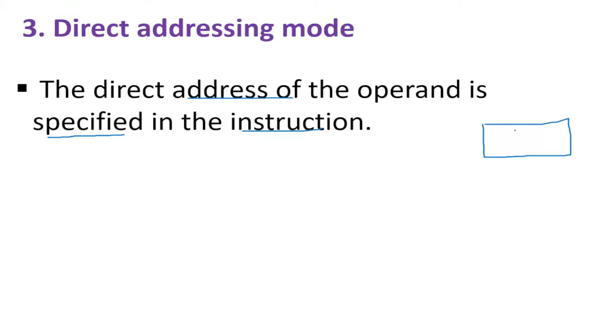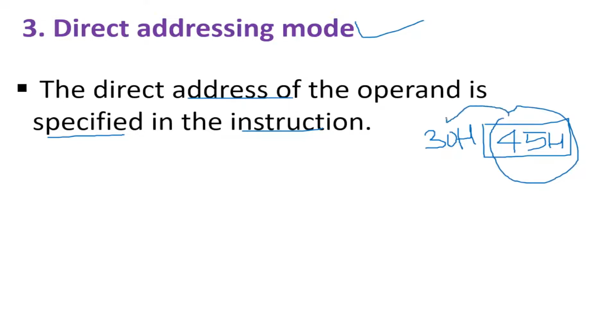Say this is the memory where the number 45H is stored. This 45H will certainly have some address, and say 30H is the address. So in this type of addressing mode, the data is not mentioned, but the place where the data is stored, that address, is mentioned, meaning 30H is mentioned.